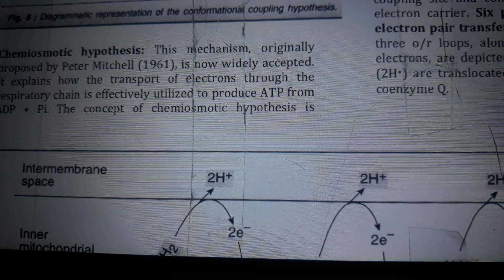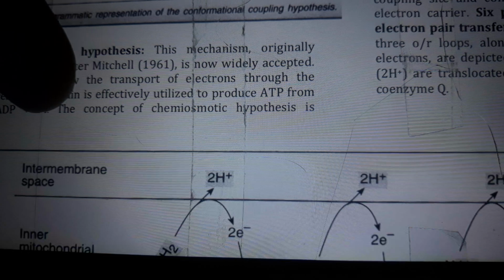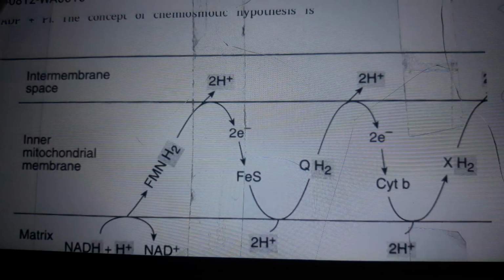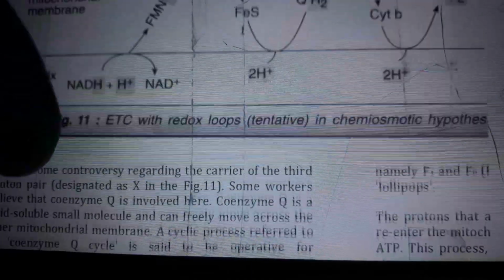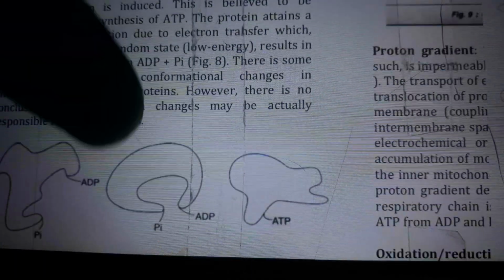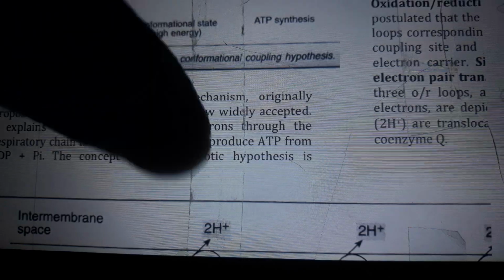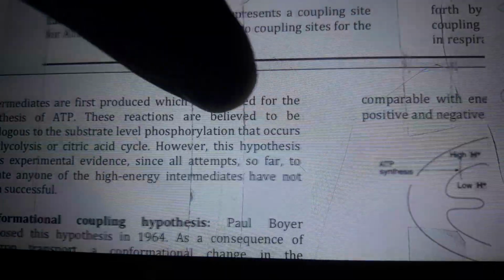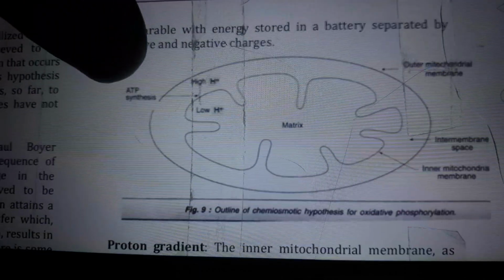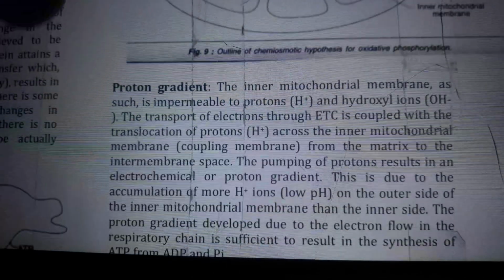Chemiosmotic hypothesis. This mechanism, originally proposed by Peter Mitchell in 1961, is now widely accepted. It explains how the transport of electrons through the respiratory chain is effectively utilized to produce ATP from ADP and Pi, that is, inorganic phosphate. The concept of the chemiosmotic hypothesis is comparable with the energy stored in a battery separated by positive and negative charges.